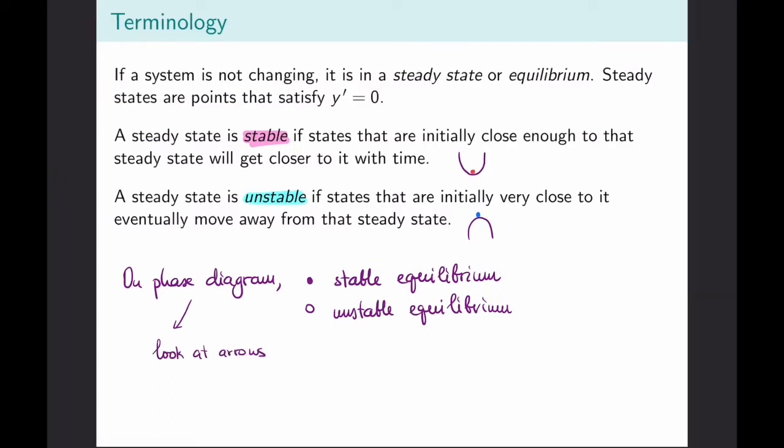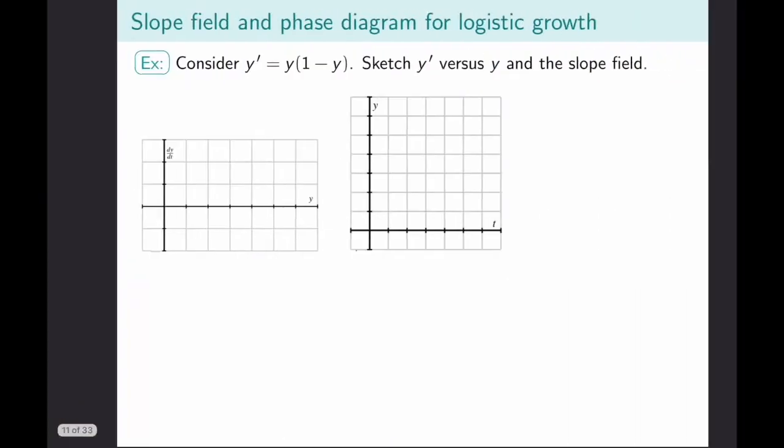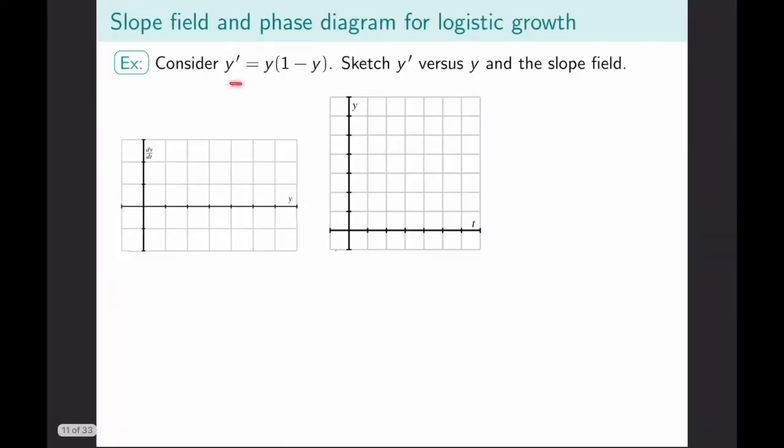Let's do another example where we draw both a phase diagram and a slope field with our new notation and with identifying the stability of the steady states. So in this case, we have y prime is y times 1 minus y.